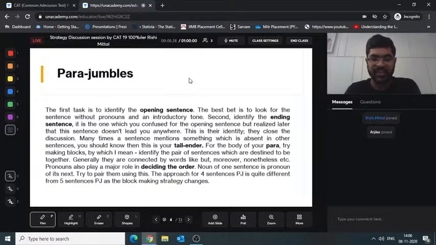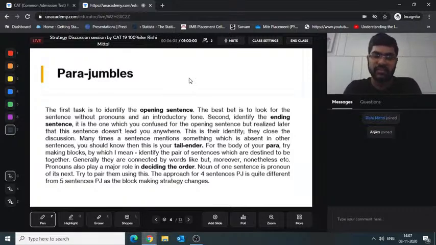Okay, so for 4 sentence and 5 sentence para-jumbles, one thing that remains constant is the opening sentence and ending sentence identification that I have discussed. Do that, and after that you'll be left with 2 or 3 sentences, depending on 4 or 5 sentence PJ, to be placed in order. For the 4 sentence PJ, you can identify the pronouns. Identify which nouns are being introduced in the opening sentence and how they are referred to in the remaining 2 sentences.